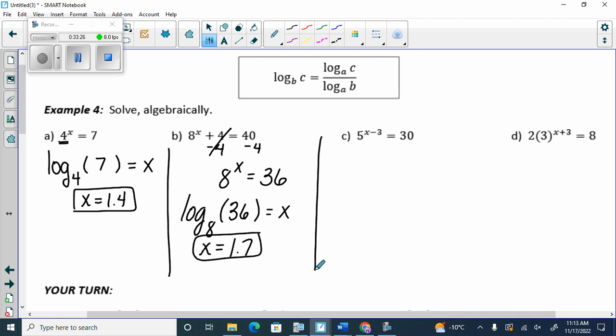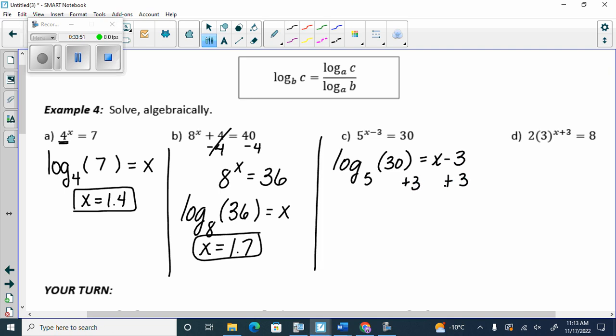Okay, this one. I see a variable in the exponent, and I say, wait, I can't do common base. So what am I going to have to do? Log. So log base 5. What goes beside it? 30. And it equals x minus 3. And then what are we going to do? Add 3 to get it by itself.